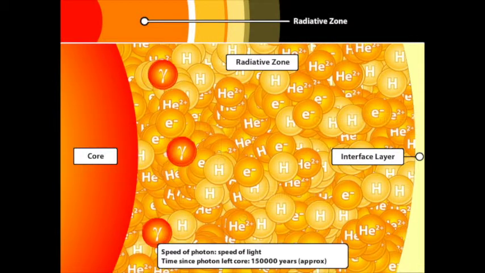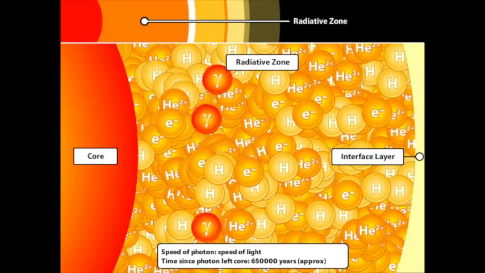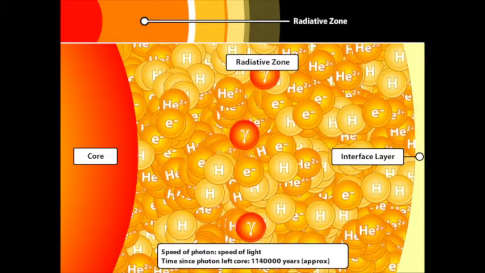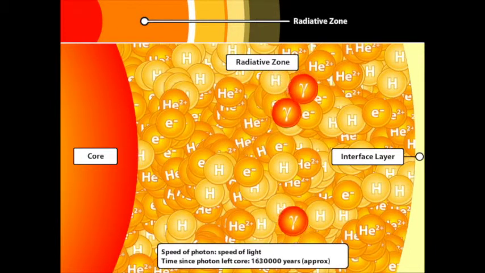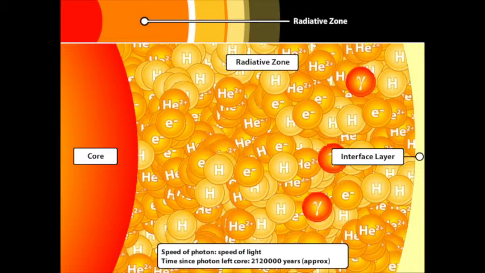It is so crowded in the radiative layer that it takes each photon nearly 3 million years to reach the interface layer, a distance of around 300,000 kilometers. A photon would take just 1,000th of a second to travel that distance in empty space.